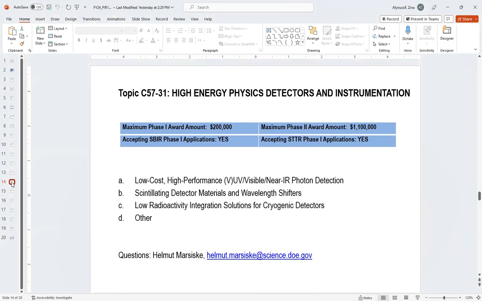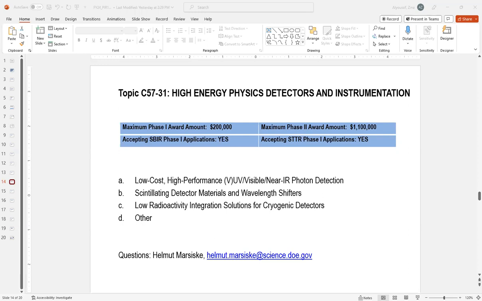Also, Helmut, go ahead. So this is about high energy physics detectors. Subtopic A deals with photodetectors. Photodetectors are ubiquitous in all of our experiments, and we're looking for ways to improve over the traditional photomultiplier tube that has been in use for many decades.